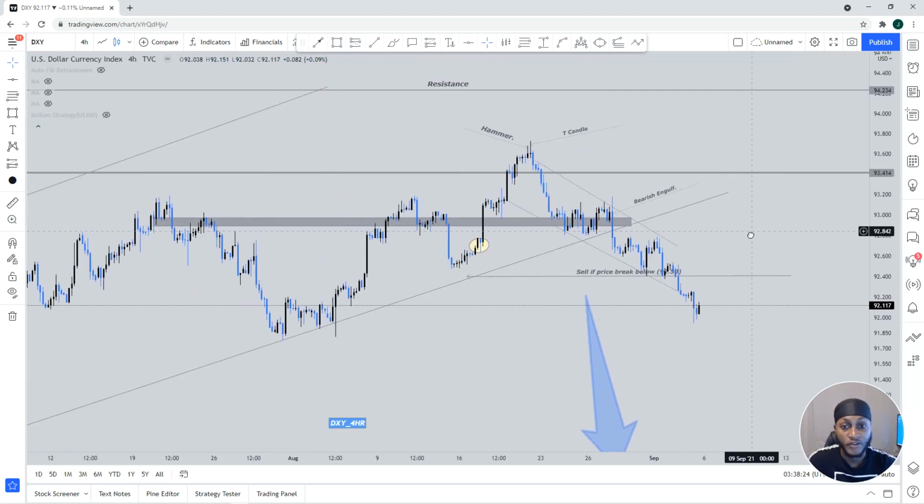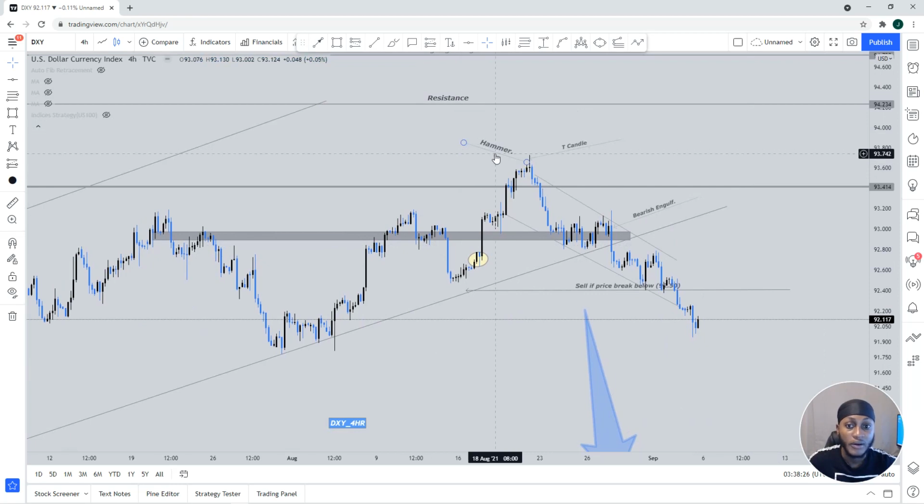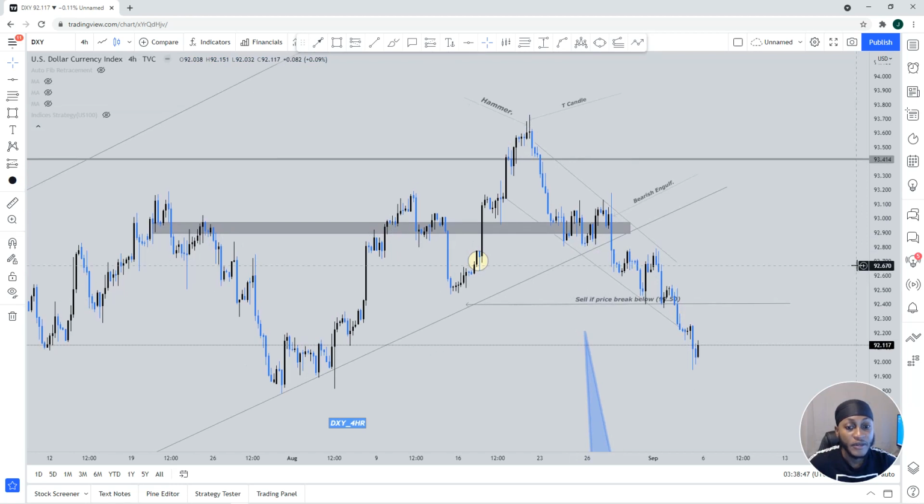If you zoom in on the dollar index here, you can see where we have our hammer, then you can see where we have our T candle rejecting that level of resistance right there, you know what I mean? So price reacted with that hammer and the T candle, where price actually rejected, so that is a level of resistance, and you can see where price sold off here.